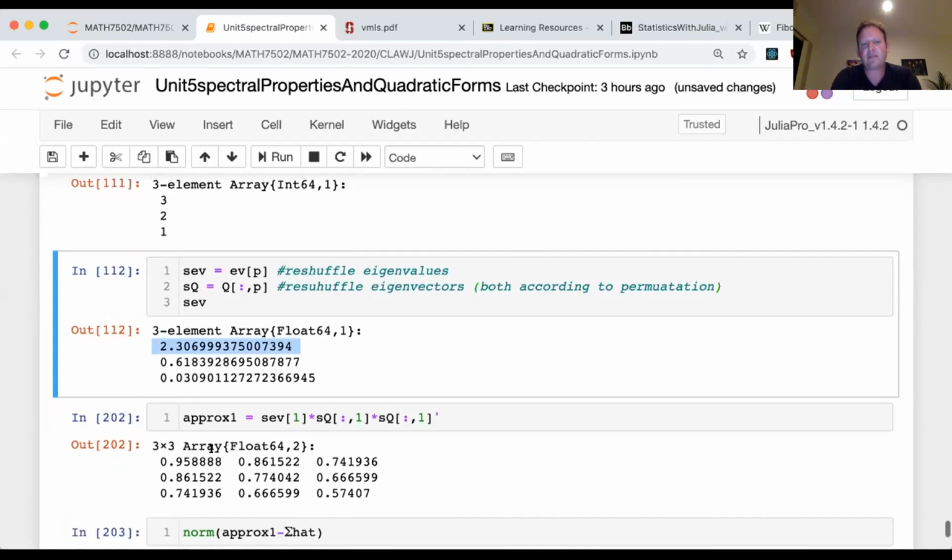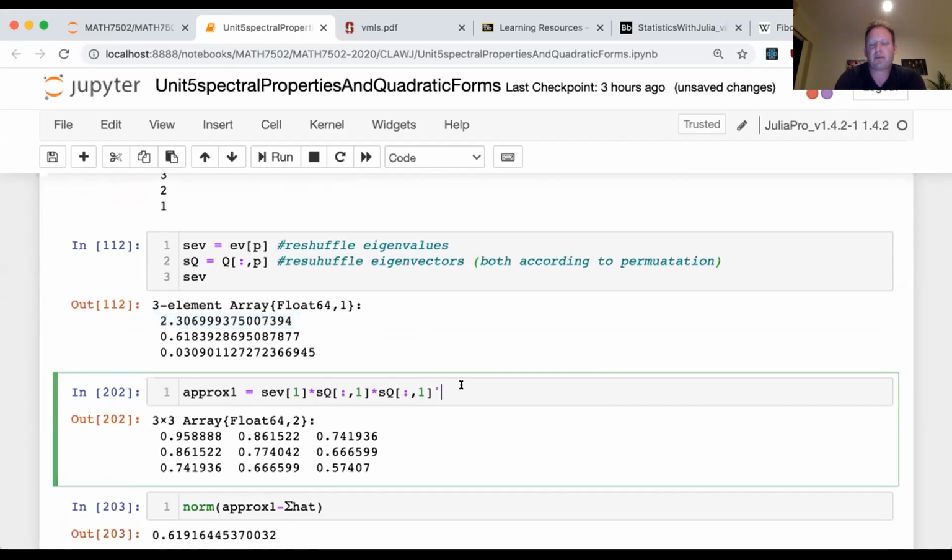So now look, this is going to be my rank 1 approximation. I'm doing this very manually. This is a rank 1 approximation. So it's the first eigenvalue times the dyad of the first eigenvector multiplied by itself, this outer product. So you get this outer product matrix.